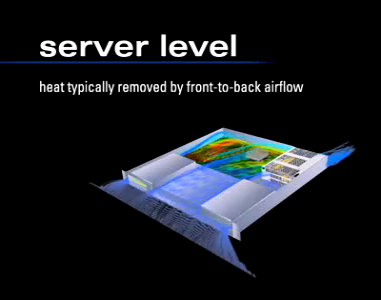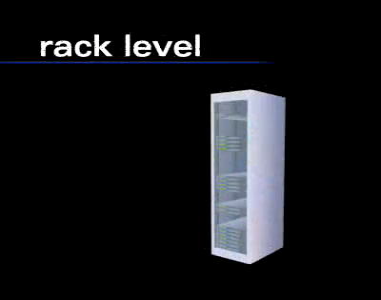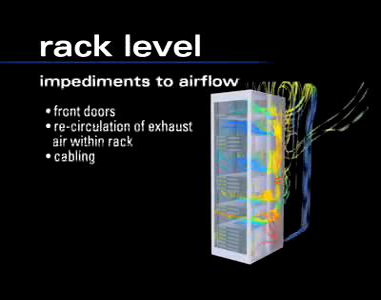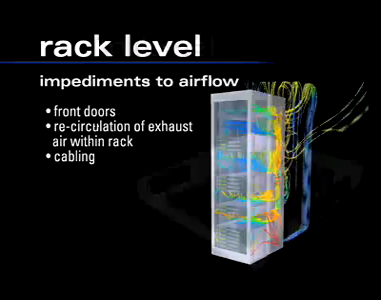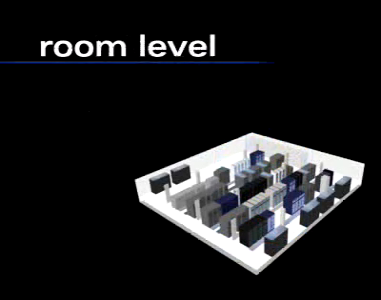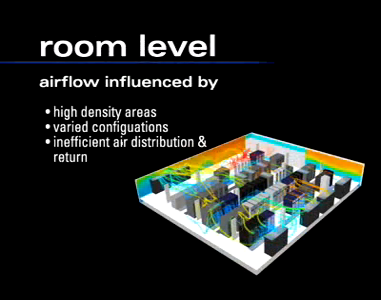This airflow can be hindered when the equipment is placed into rack enclosures. The front doors of the racks and power and network cabling at the rear of the enclosure can impede proper airflow. At the room level, airflow is further complicated by multiple zones of different density racks that may exist in a variety of layouts, as well as ineffective cold air distribution and warm air return.